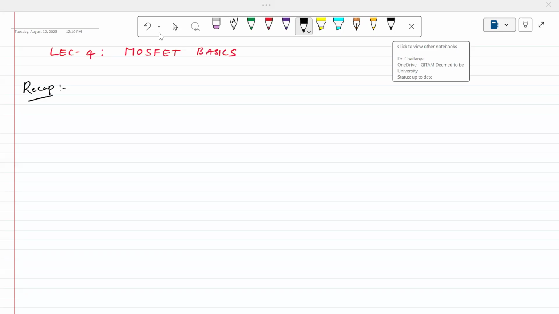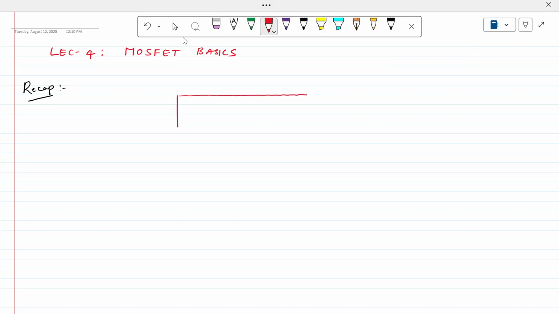In the last class, we have seen the physical structure of the NMOS transistor, right? So we concluded something like this. We have a body, right? We have an N plus source region, and there is another region called another N plus.